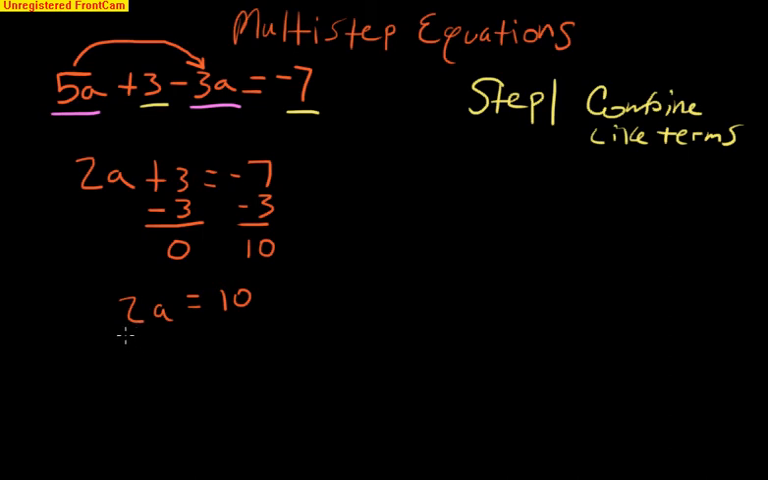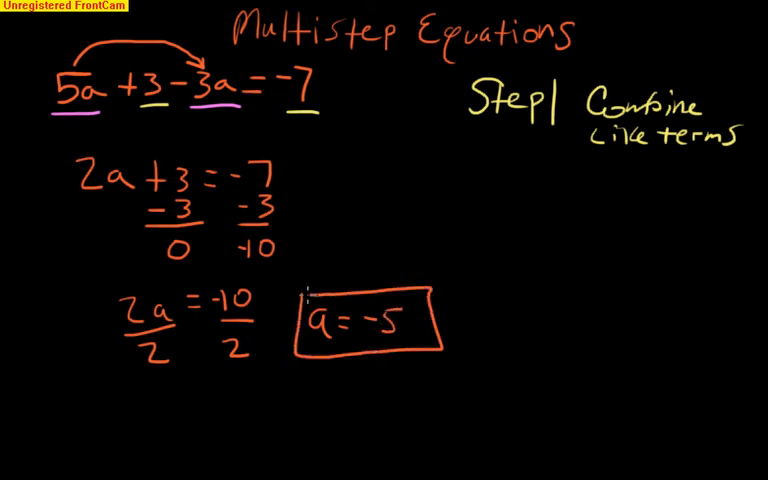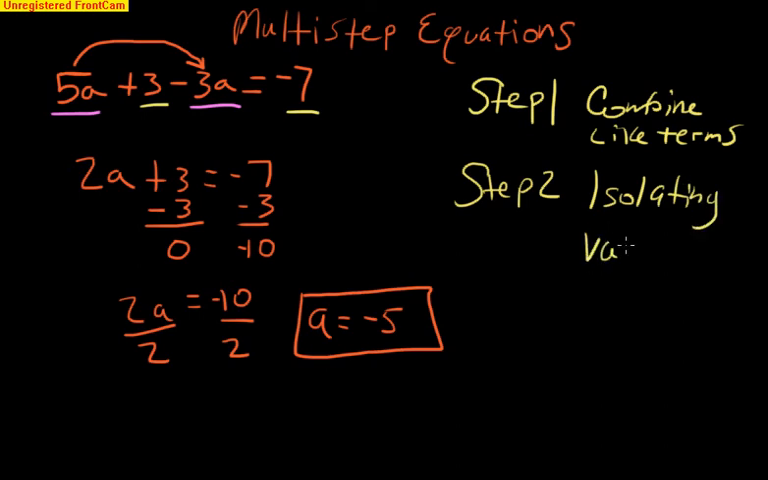We're going to isolate the a variable. I'll divide by 2 on both sides. This is a negative 10. Don't want to lose that negative sign. And a equals negative 5. So my first step was combining like terms. Step 2 was isolating the variable.